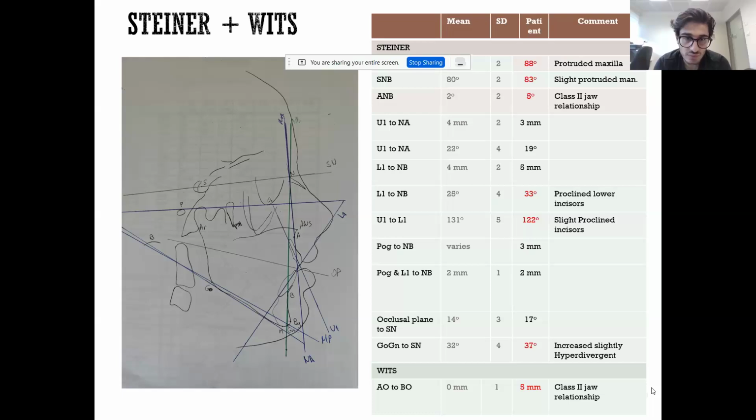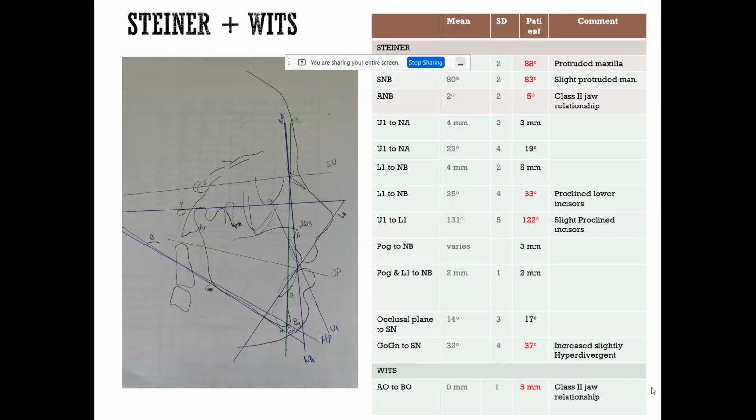The position of the upper incisors is within the limits, but the lower incisor we can see is a little bit proclined, 33 degrees to the AB line. Again, the interincisor angle is slightly lower, so we have proclined incisors. So now you know that the proclination is due to the lower incisors, not the upper. Exactly.